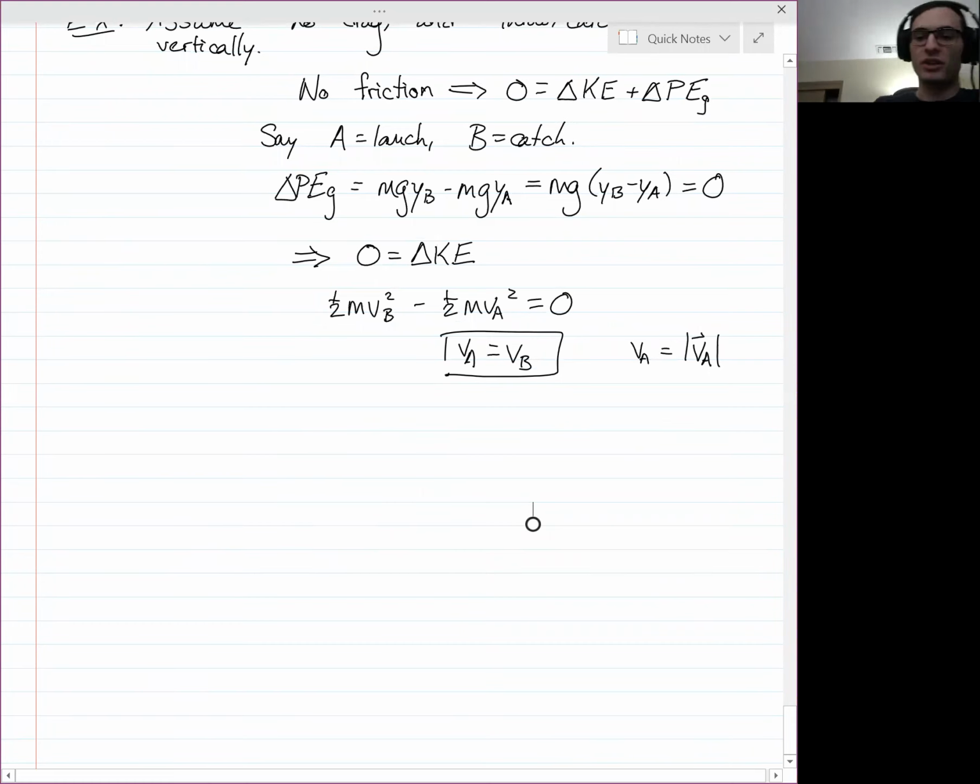So another example that we can do regarding the potential energy function for gravity is a car going around a loop with no friction.